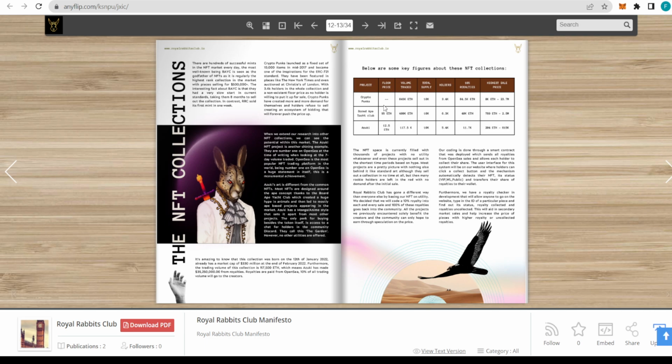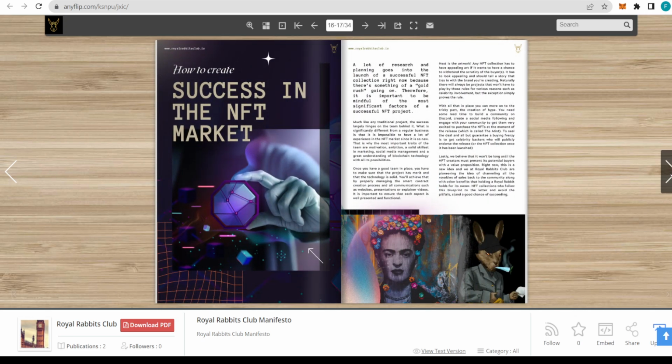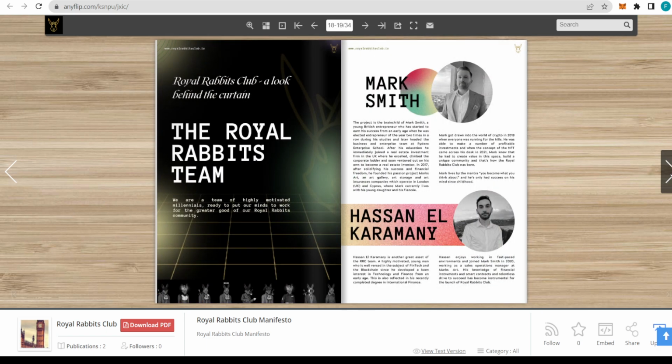And we have, for example, CryptoPunks, Bored Ape Yacht Club, and also Azuki. So there are some quite popular NFTs, the most popular NFTs shown in here. NFT markets like OpenSea, the Royal Rabbits Club resides here on OpenSea, that we have checked out the link already. Success in the NFT market is also quite an important bit.